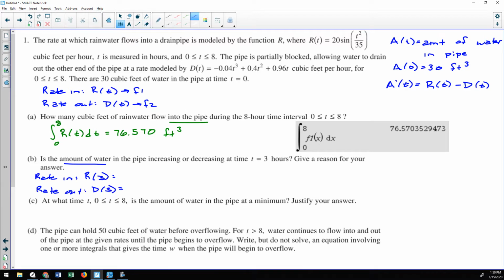If the rate in is greater than the rate out, then the amount would increase. If the rate out is greater than the rate in, then the amount decreases. So we could simply compare the two values to get our answer that way. Okay, so the rates you get are 5.086 cubic feet per hour in and 5.4 cubic feet per hour out. D of 3 is greater than R of 3. The rate out is greater than the rate in. Therefore, the amount is decreasing.